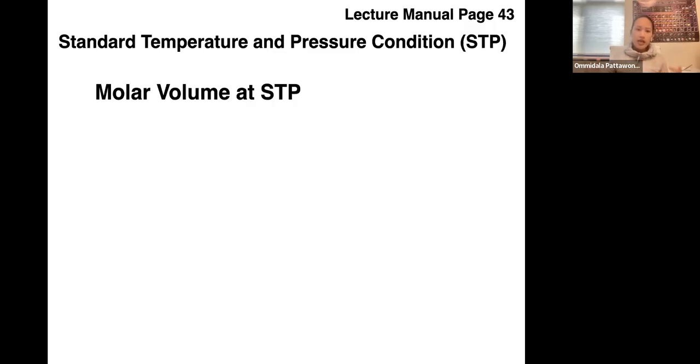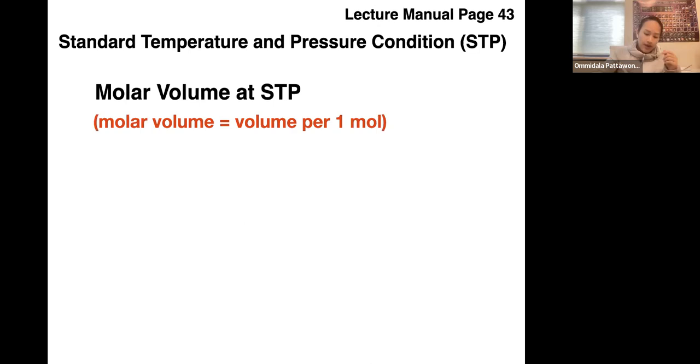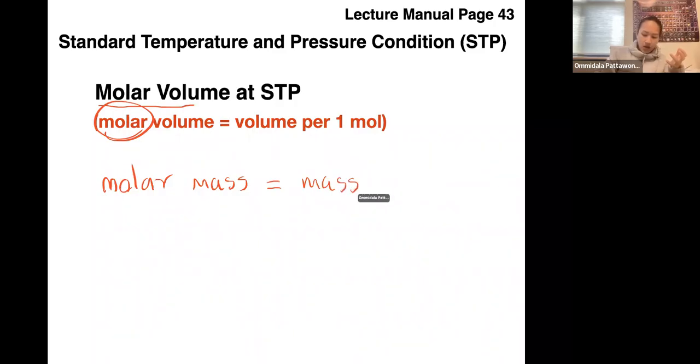So the next thing we are going to take a look at is the standard temperature and pressure condition. Okay, so this is what we call STP. Whenever I say STP, it refers to standard temperature and pressure. Okay, so we're going to look at the volume of 1 mole at standard temperature and pressure. Molar volume refers to molar, right? So molar is mole, similar to molar mass, right? When I talk about molar mass, it's going to equal the mass of 1 mole, right? So it's the mass per mole.